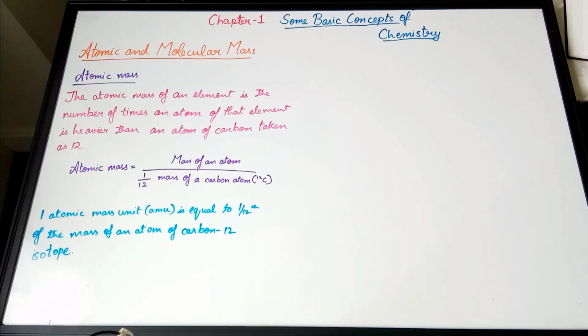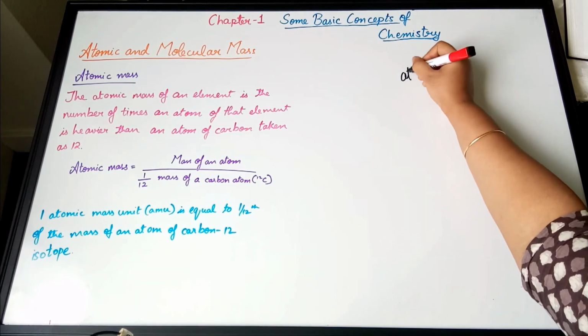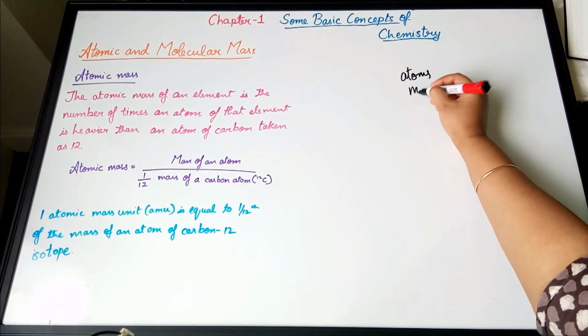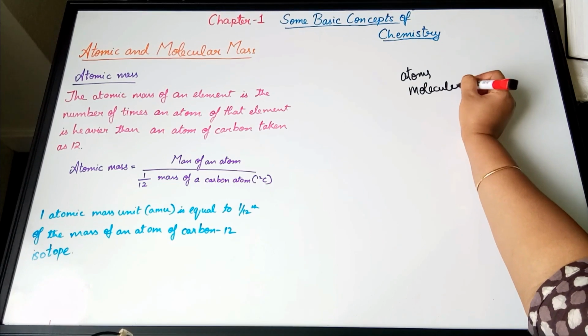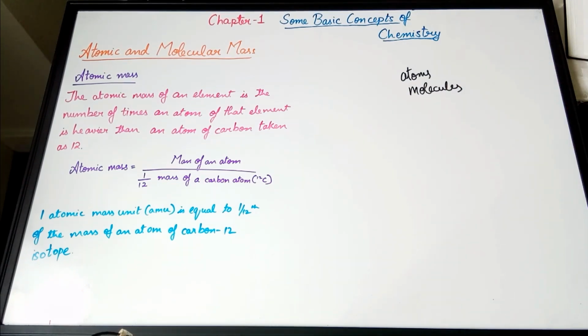So once the scientists got to know that matter is made up of atoms and molecules, the immediate interest was to find out how much that atom and molecule weigh. You can't just take an analytical balance and measure one single atom or molecule, because they're too small. So they had to come up with a way to measure their weight.